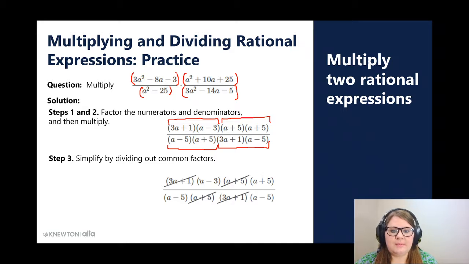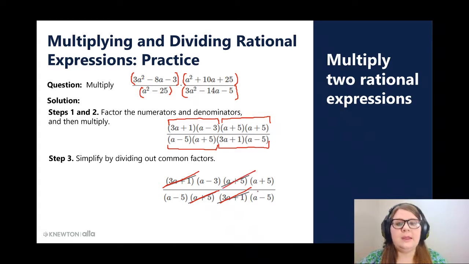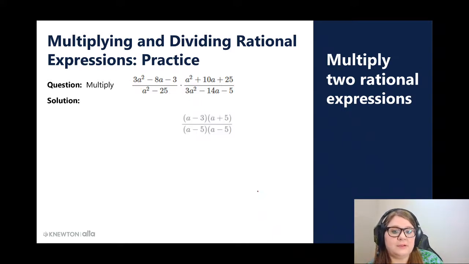So notice that 3a plus 1 happens here and here. A plus 5 happens here and here. All right. And notice that I'm only crossing out one of the a plus 5s from the numerator because I only have one a plus 5 in the denominator. Now, whatever is left over is going to be a minus 3 times a plus 5 over a minus 5 times a minus 5.